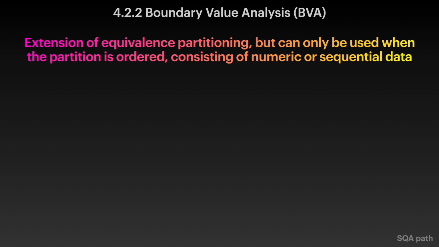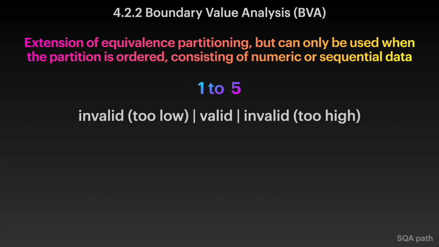For example, suppose an input field accepts a single integer value as an input, using a keypad to limit inputs so that non-integer inputs are impossible. The valid range is from 1 to 5, inclusive. So, there are three equivalence partitions: invalid, too low; valid; invalid, too high.